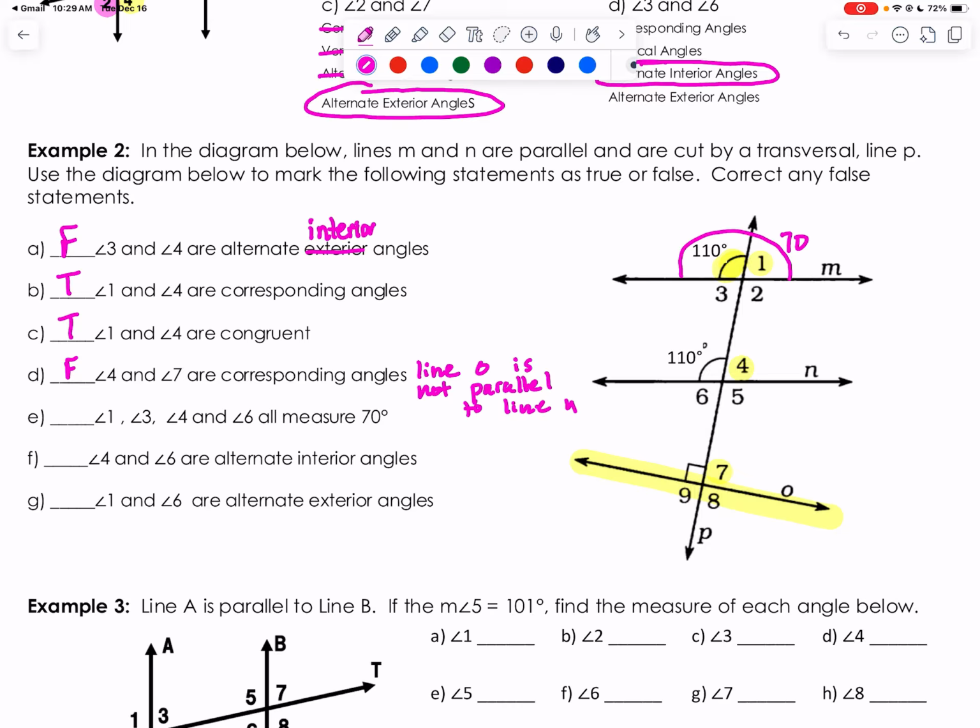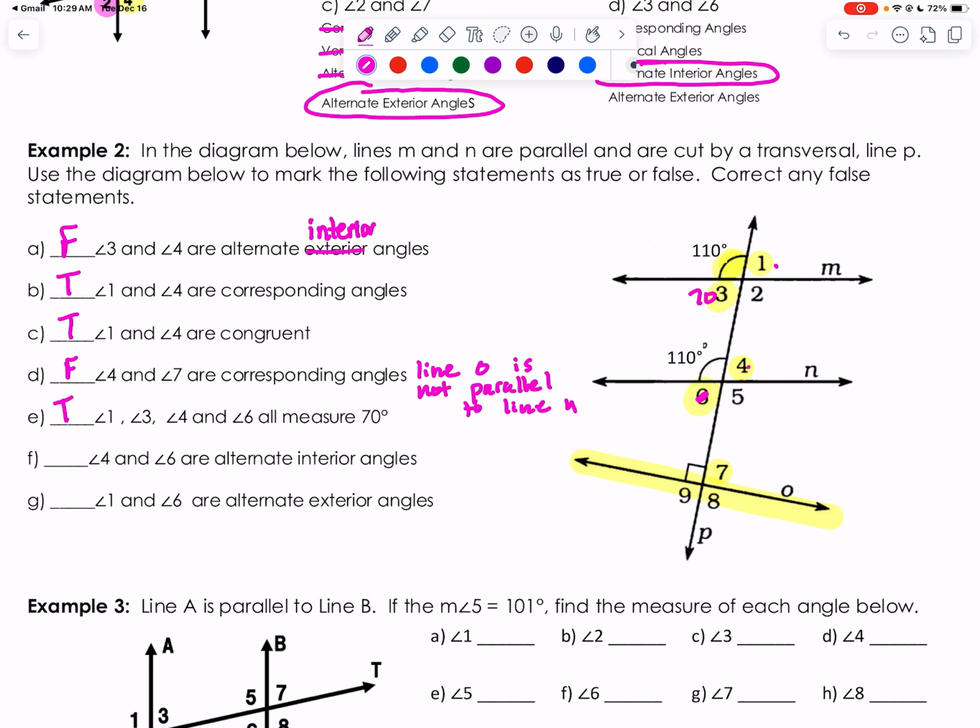is equal to 70. Now, angle 3 is directly across from it, so it is also equal to 70 degrees. All right. Now, angle 4 corresponds to angle 1, so that means it's also equal to 70 degrees. And then angle 6 is equal to 70 degrees, so that is true. All right, now let's erase some of this so I can see for the next question.